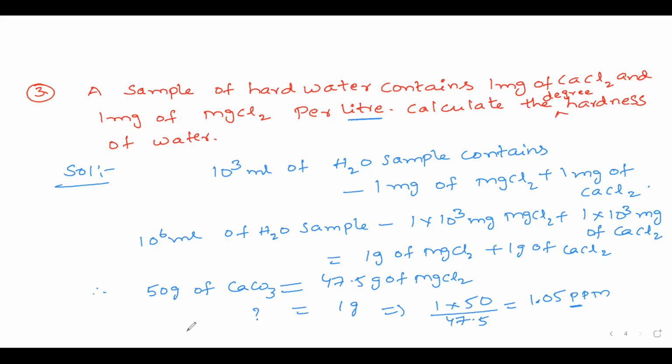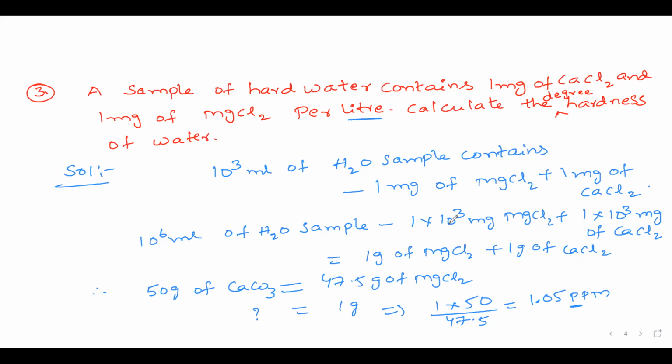1.05 ppm. Next, similarly, 50 grams of calcium carbonate. I'll do it in the next continuation. So we have found the amount of calcium carbonate in the given mass of magnesium chloride. Now we'll find the amount of calcium carbonate in calcium chloride also.